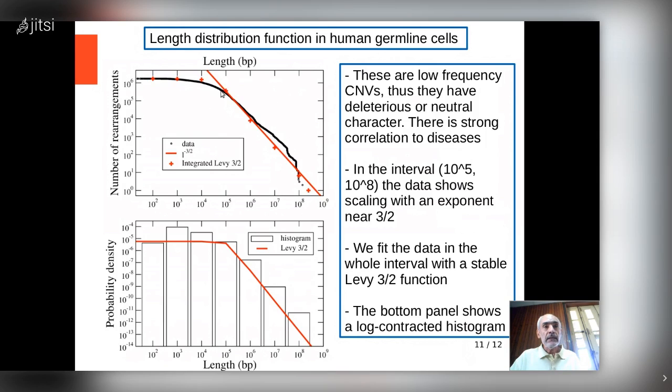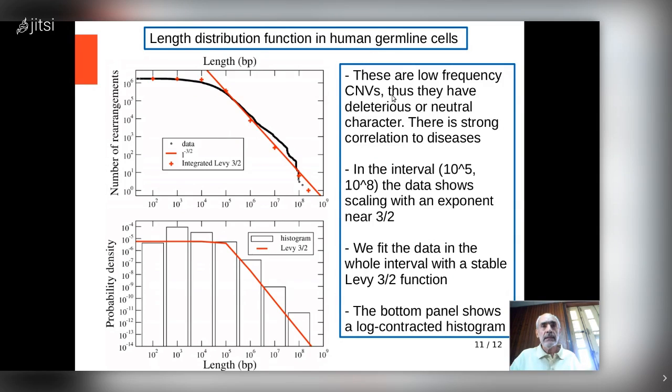And for this, there is a range in which there is a power law behavior of the distribution function. The power is nearly 3/2. And again, the data can be fitted in the whole range with the Levy function, Levy 3/2 function.